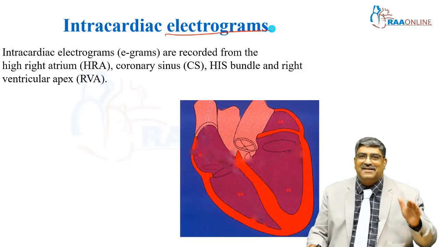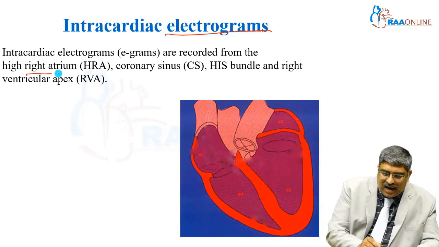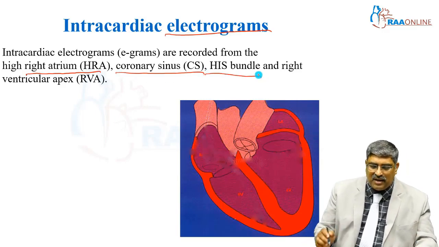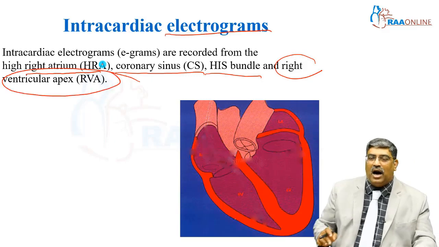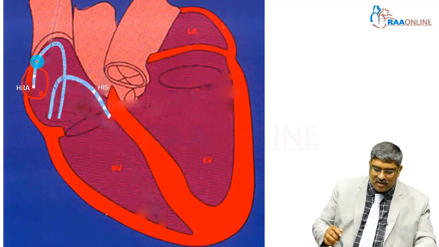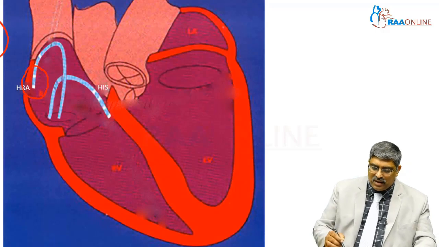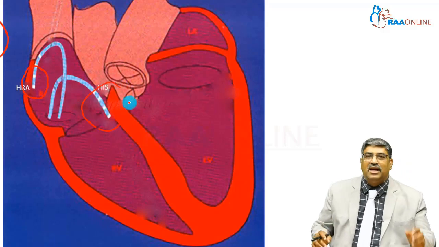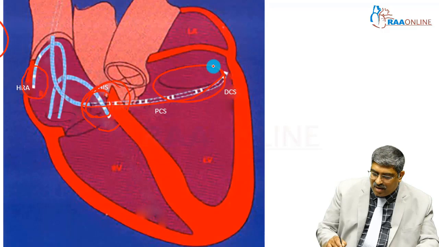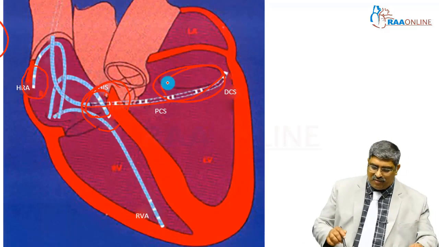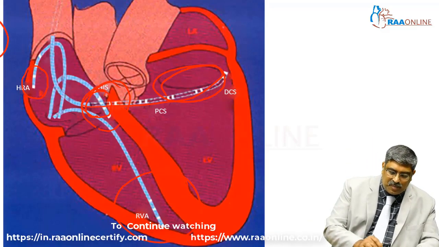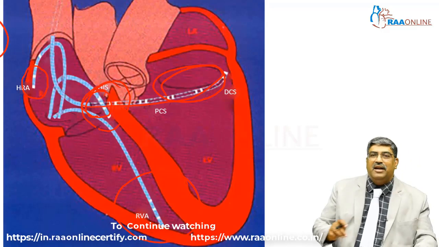What are intracardiac electrograms? They record the electrical signal from the heart. This is recorded from the high right atrium, which is called HRA, coronary sinus CS, His bundle and right ventricular apex, which is called RVA. The catheter is placed in the high right atrium, which is at the sinus node, the His bundle which is located around the AV node, here the coronary sinus, along the LA, LV along the mitral valve annulus, and finally the right ventricular apex. So, you place the sensor catheter in the high right atrium, His bundle, coronary sinus and the right ventricular apex.